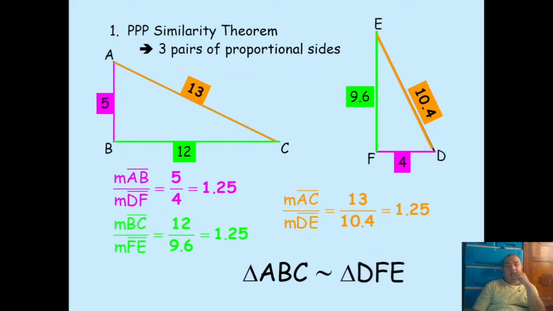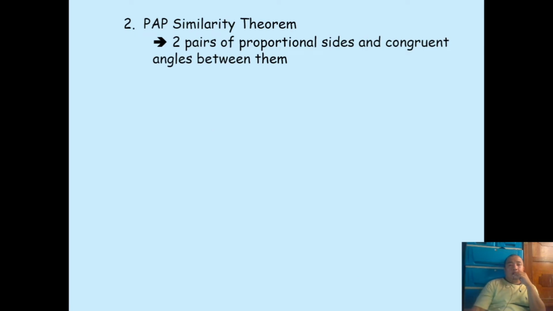Triangle ABC is similar to triangle DFE by the SSS similarity theorem, three pairs of proportional sides. Let's go to the SAS similarity theorem: two pairs of proportional sides and congruent angles between them, or what we mean, the included angle.